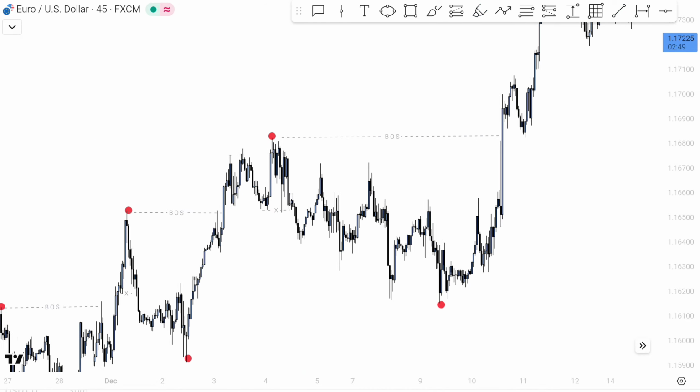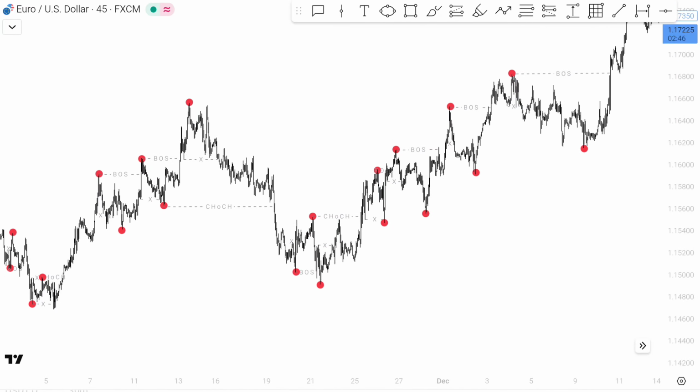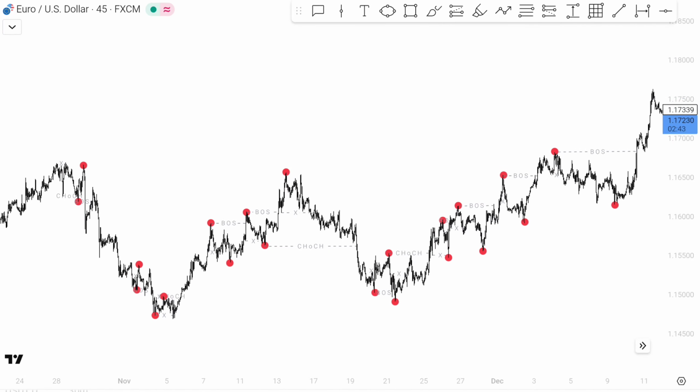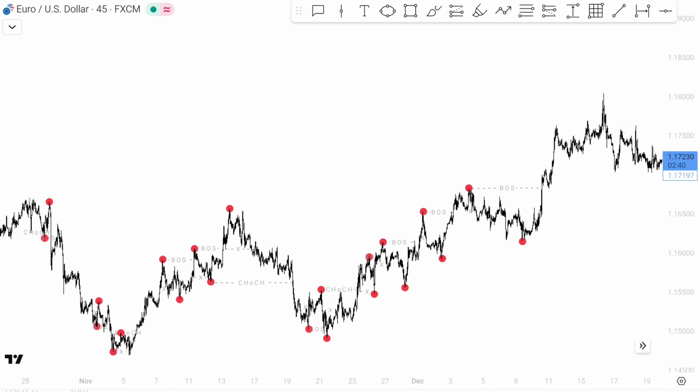And if you zoom out, you can see that this was a structure in the 45-minute time frame. And in this way you can mark the structure properly, and you can use this method to mark the structure in any time frame and in any pair.